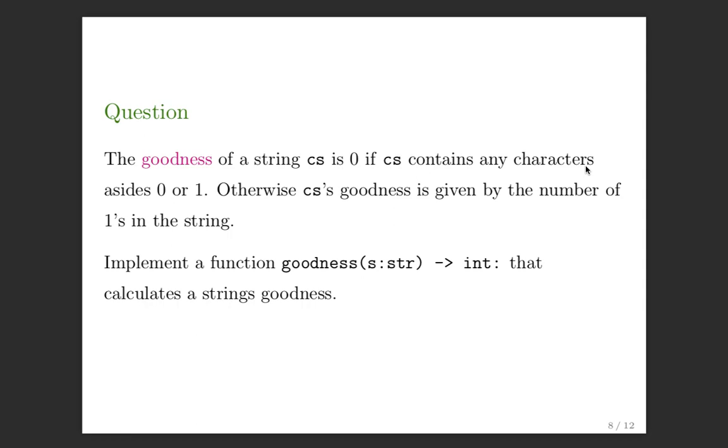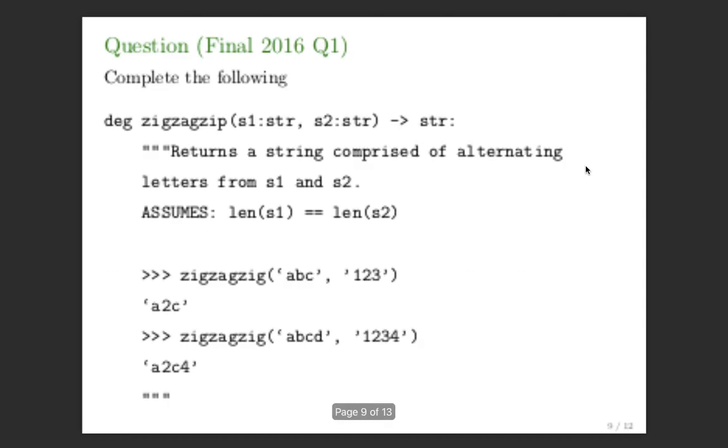So here's a question. The goodness of a string is 0 if a string contains anything besides 0s and 1s. Otherwise, the string's goodness is given by the number of 1s in the string. So if you have 0, 1, 1, the goodness of that is 2 because it contains only 0s and 1s and two 1s. The goodness of ABC is 0 because it contains something else besides a 0 and 1. So that one shouldn't be too hard. This is very similar to the binary conversion one.